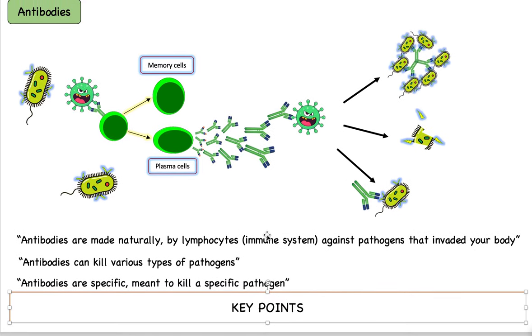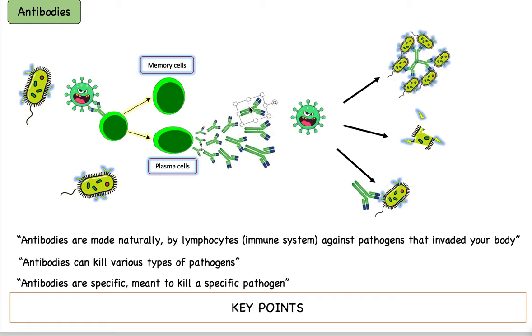Antibodies are specific, meant to kill a specific pathogen. So these two points are a bit confusing if you look at them together. Here I mentioned they can kill various types. But here I mentioned they kill specific pathogens. What do I mean by this? By various types, I meant they can do viruses, bacteria, parasites, all of those by using this process. But by specific, I mean that each antibody made is only for a specific pathogen in that moment.